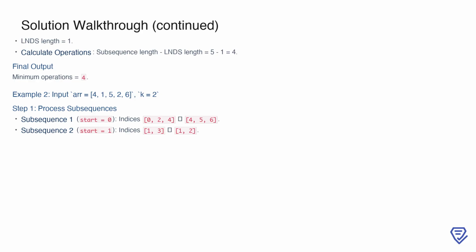Now, let's consider another example where the array is 4, 1, 5, 2, 6, and k is 2. In this case, we divide the array into two subsequences based on the value of k. The first subsequence includes indices 0, 2, 4, which corresponds to 4, 5, 6. The second subsequence includes indices 1, 3, which corresponds to 1, 2. Each subsequence will be processed separately to determine the minimum operations required.